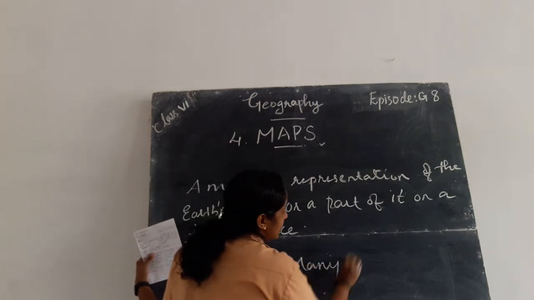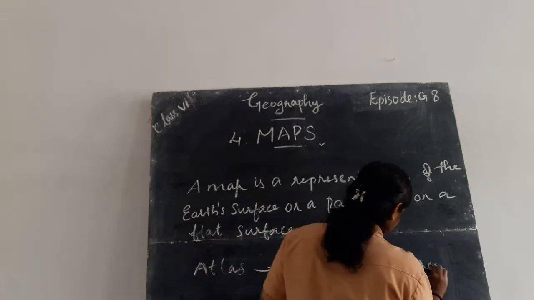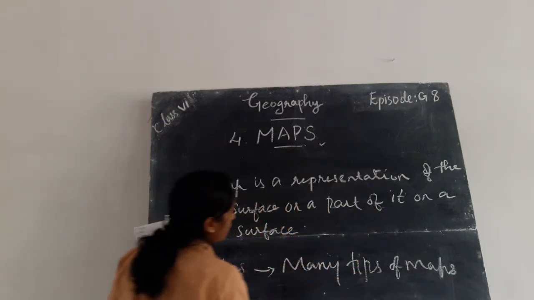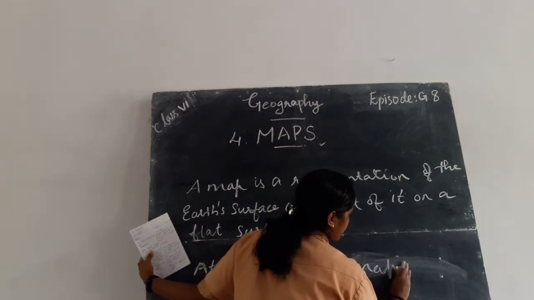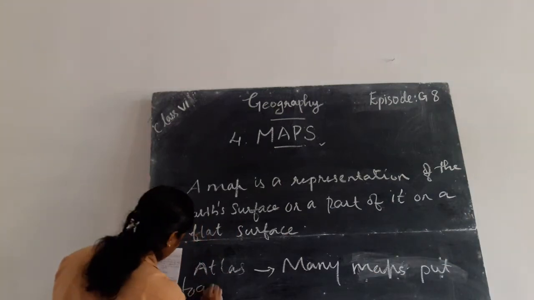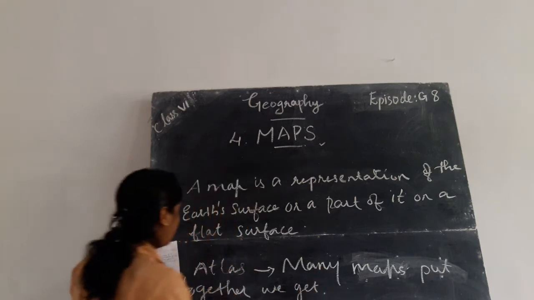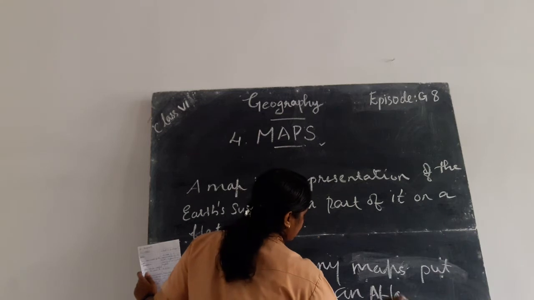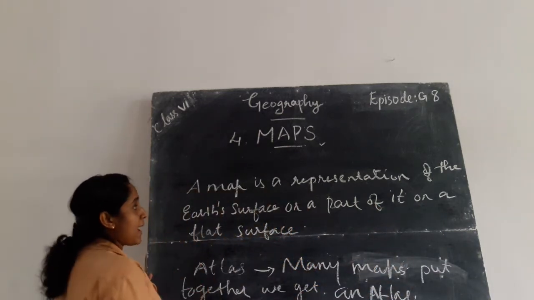Many types of maps put together, we get an atlas. So what do you mean by map?